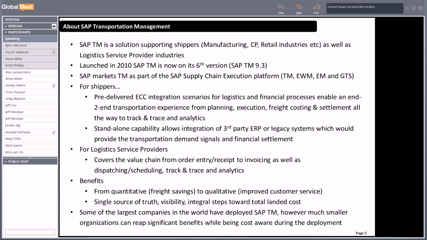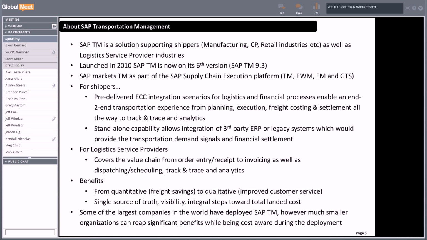However, on the other hand, we have logistic service providers that more and more are also implementing TM from their point of view. TM was officially launched with a generally available product in 2010. It's now in its 6th version. SAP TM 9.3 was just released into general availability as well. 9.4 is just on the horizon.